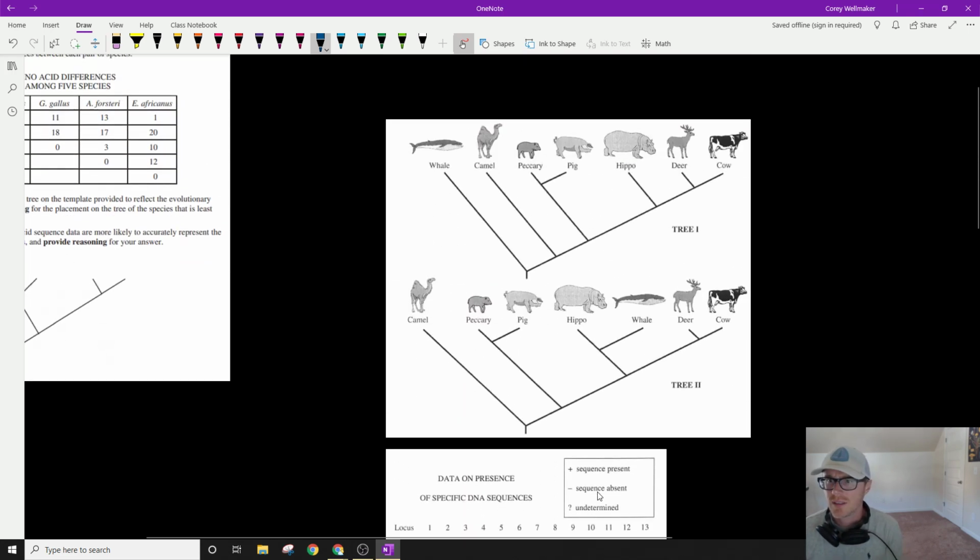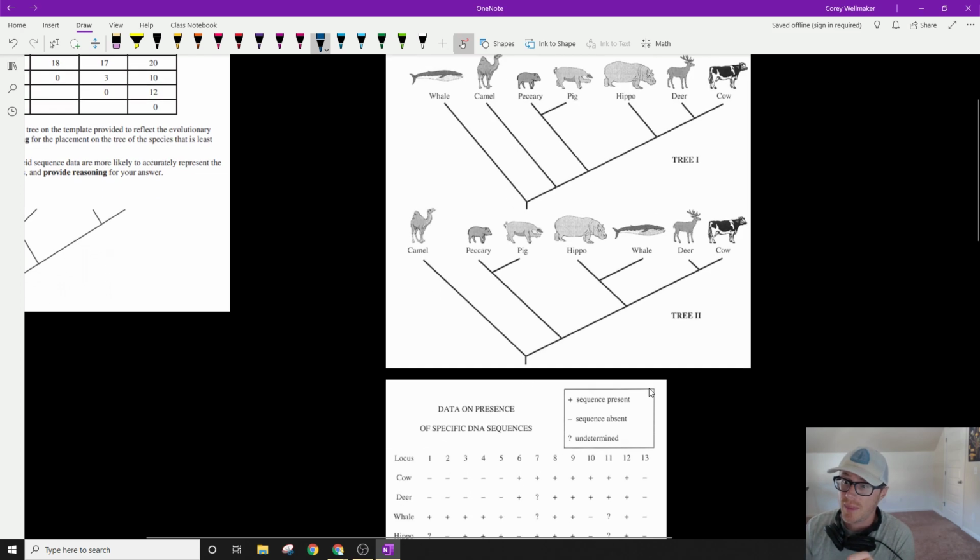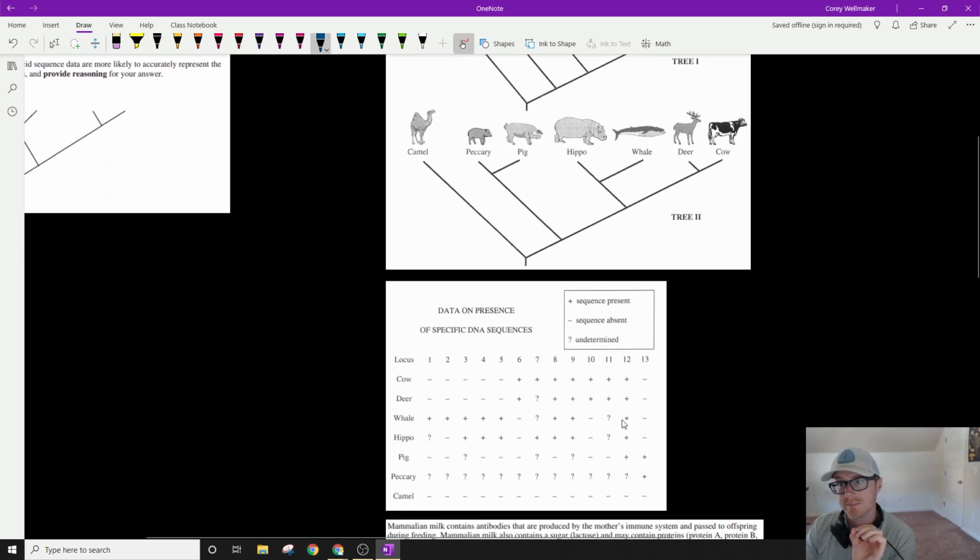Okay, here's another cladogram practice. It's from a recent one, but they ask you to choose the cladogram that was most likely constructed from this data. And so here we're just looking at whether or not specific DNA sequences are present or absent.